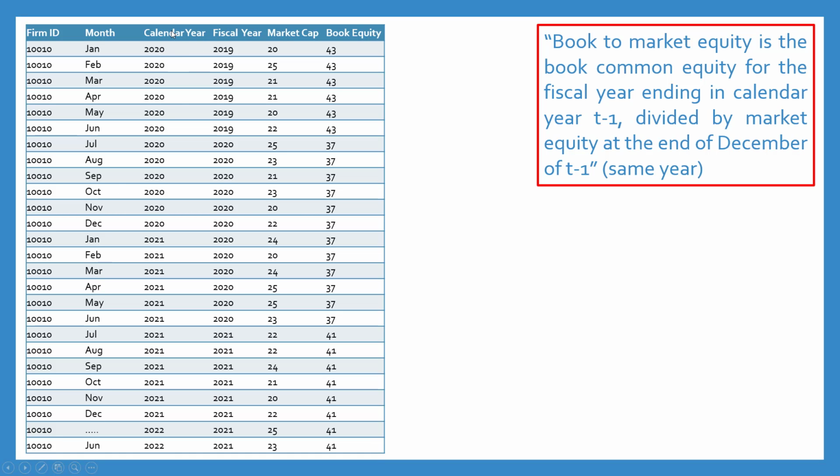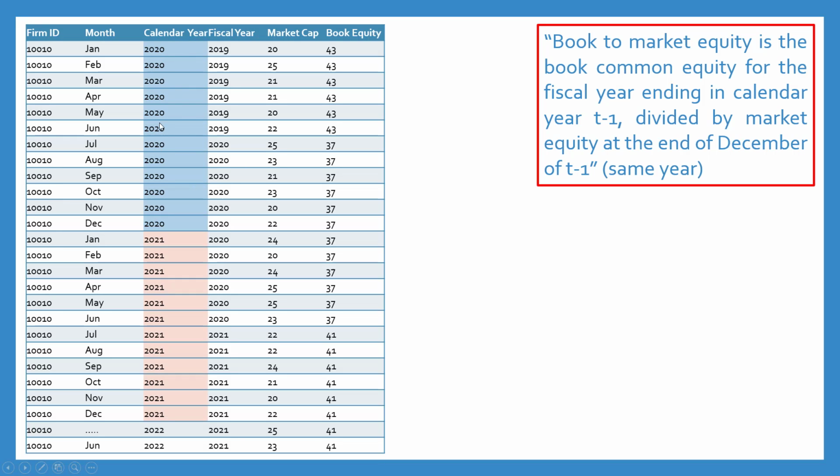Now we have a column called calendar year, and then we have this fiscal year column. Let's say this firm's fiscal year ends in June. So from January till June 2020, it would be fiscal year 2019, whereas the calendar year would be 2020. Similarly, from July till December of 2020, it would be calendar and fiscal year 2020, and so forth. Then we have market capitalization and book equity. It says that we take the book equity for the fiscal year ending in calendar year T-1. This firm's fiscal year ends in June.